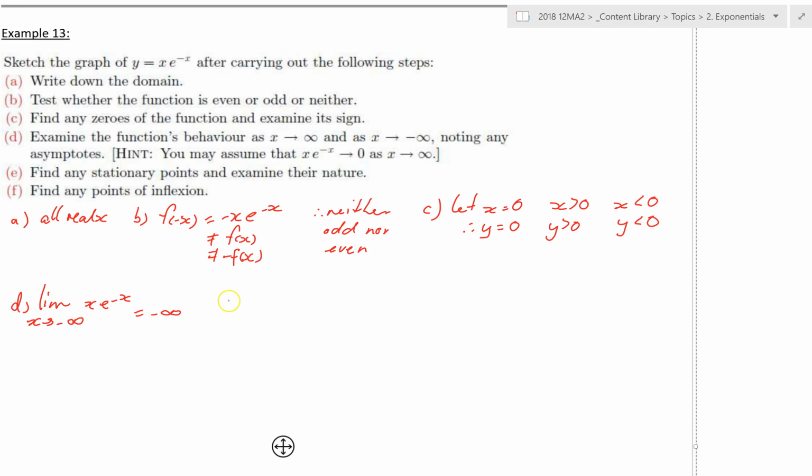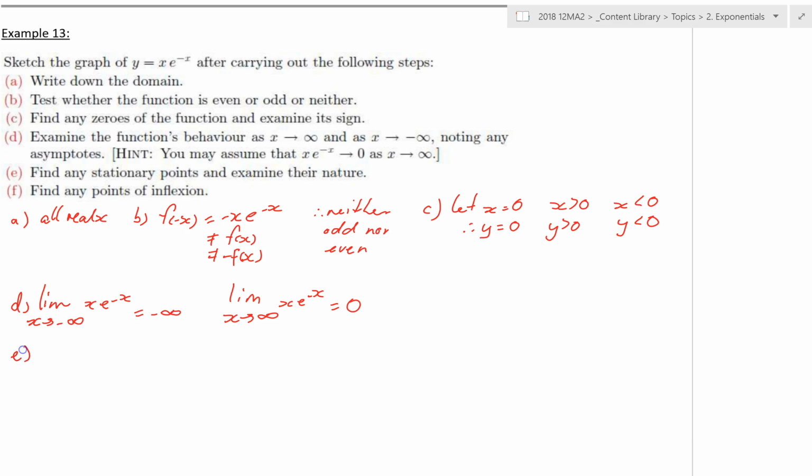We also need to know the limit as x approaches infinity of the same thing, x e to the negative x. We are told that is equal to 0. It's a bit weird. Examine the behaviour, work this out, but here's a hint. There's part of the answer for you.